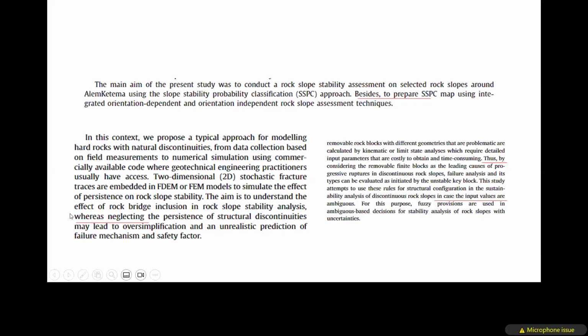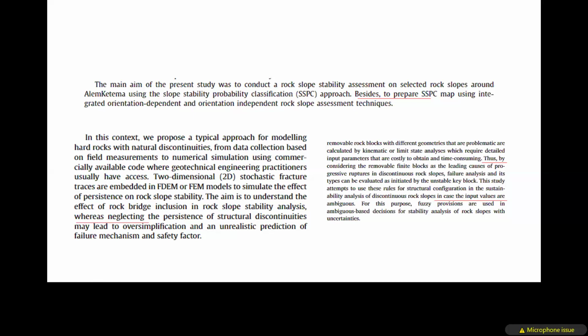Now, this word whereas, it's a conjunction. It's not an adverb, but this conjunction contrasts, right? What has been neglected is the basis for the study, right? So it strongly highlights the importance of the proposed approach by framing what might happen if that is being ignored.